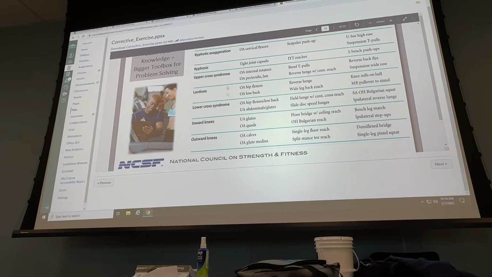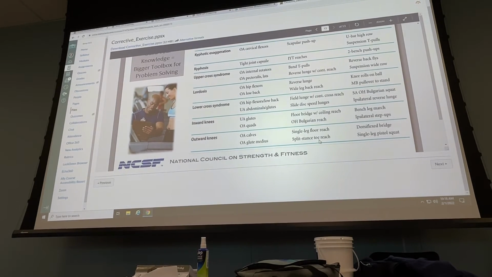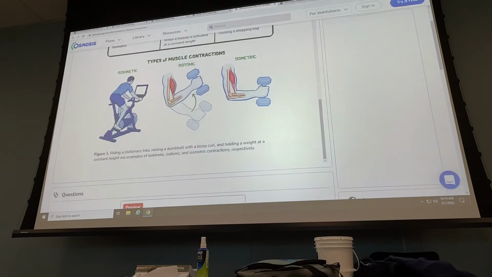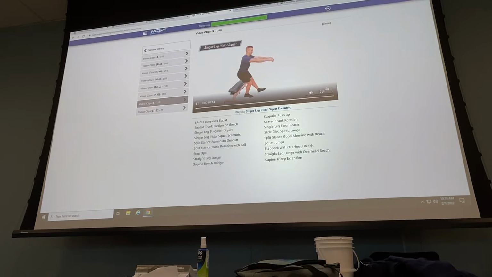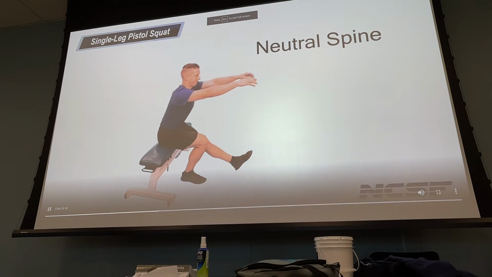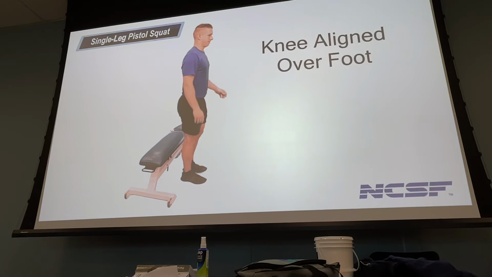That's what they're telling you you might be able to do for outward knees: single floor reach, split stance, toe reach. See if they have any of those. Split stance, toe reach. See if they have the pistol on here, single leg pistol. Probably one of the best exercises there is, this single leg squat, single leg pistol.